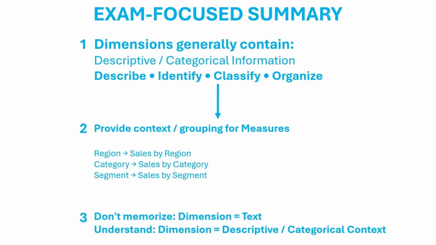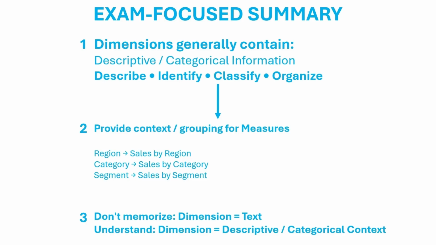Second, dimensions provide context for our analysis. When we combine a dimension with a measure, the dimension gives us the groups by which we can analyze that measure. For example, sales is a measure. If we add region, we can analyze the sales by region. If we add category, we can analyze the sales by category.